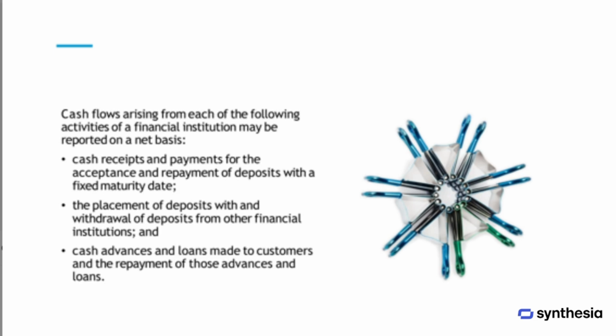Cash flows arising from each of the following activities of a financial institution may be reported on a net basis: cash receipts and payments for the acceptance and repayment of deposits with a fixed maturity date, the placement of deposits with and withdrawal of deposits from other financial institutions, and cash advances and loans made to customers, as well as the repayment of those advances and loans. These activities are typically part of the day-to-day operations of a financial institution, and reporting them on a net basis provides a clearer picture of the cash flows directly impacting the institution's liquidity.